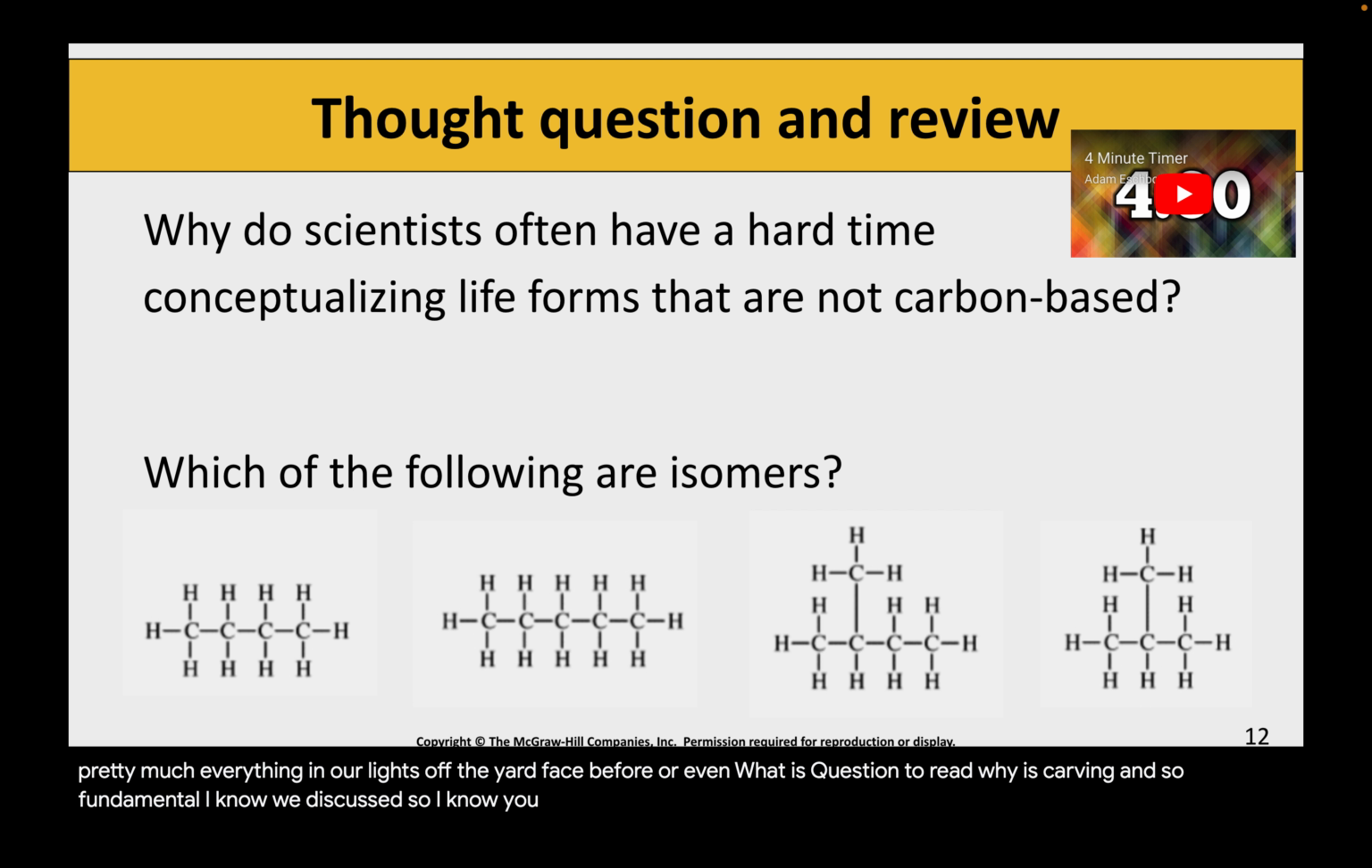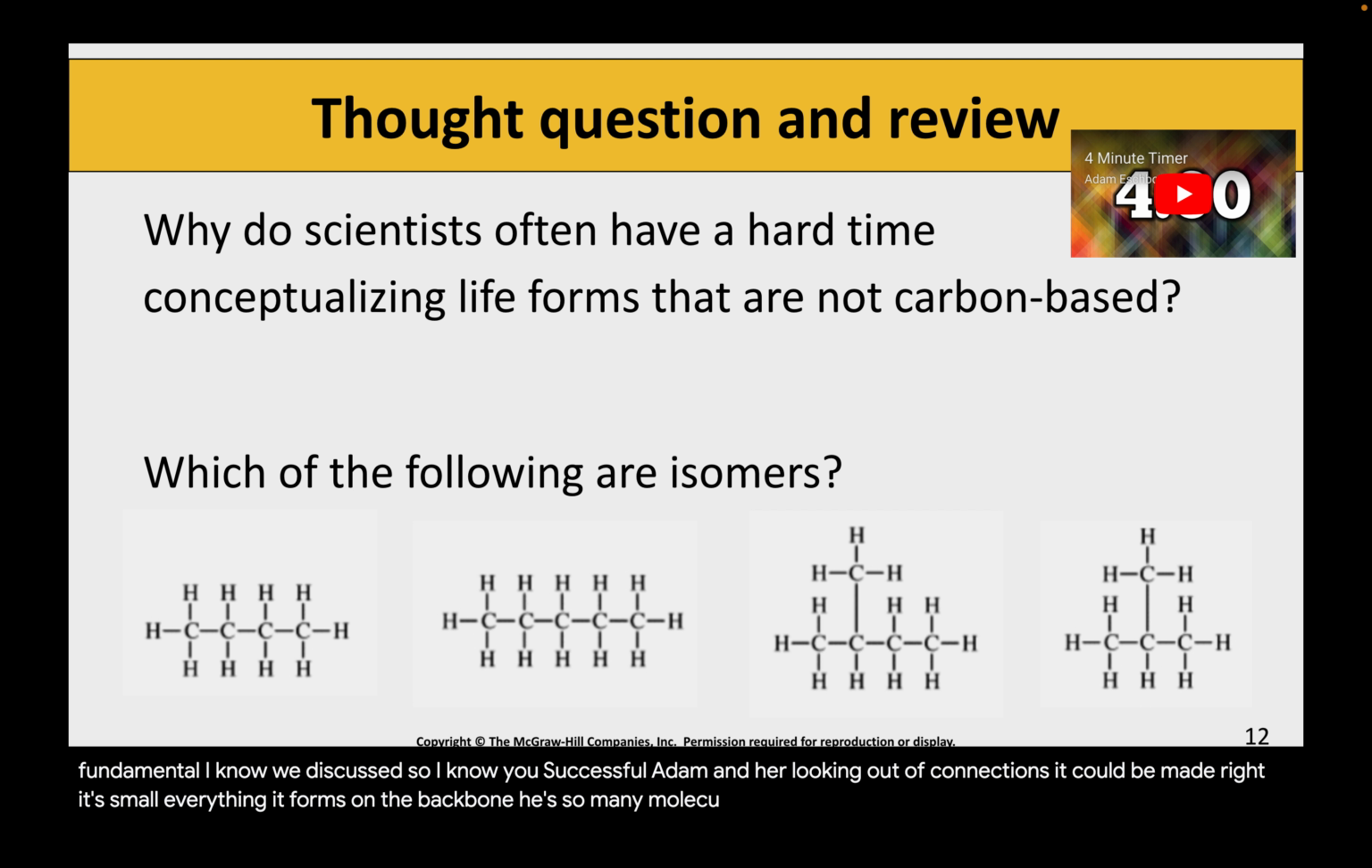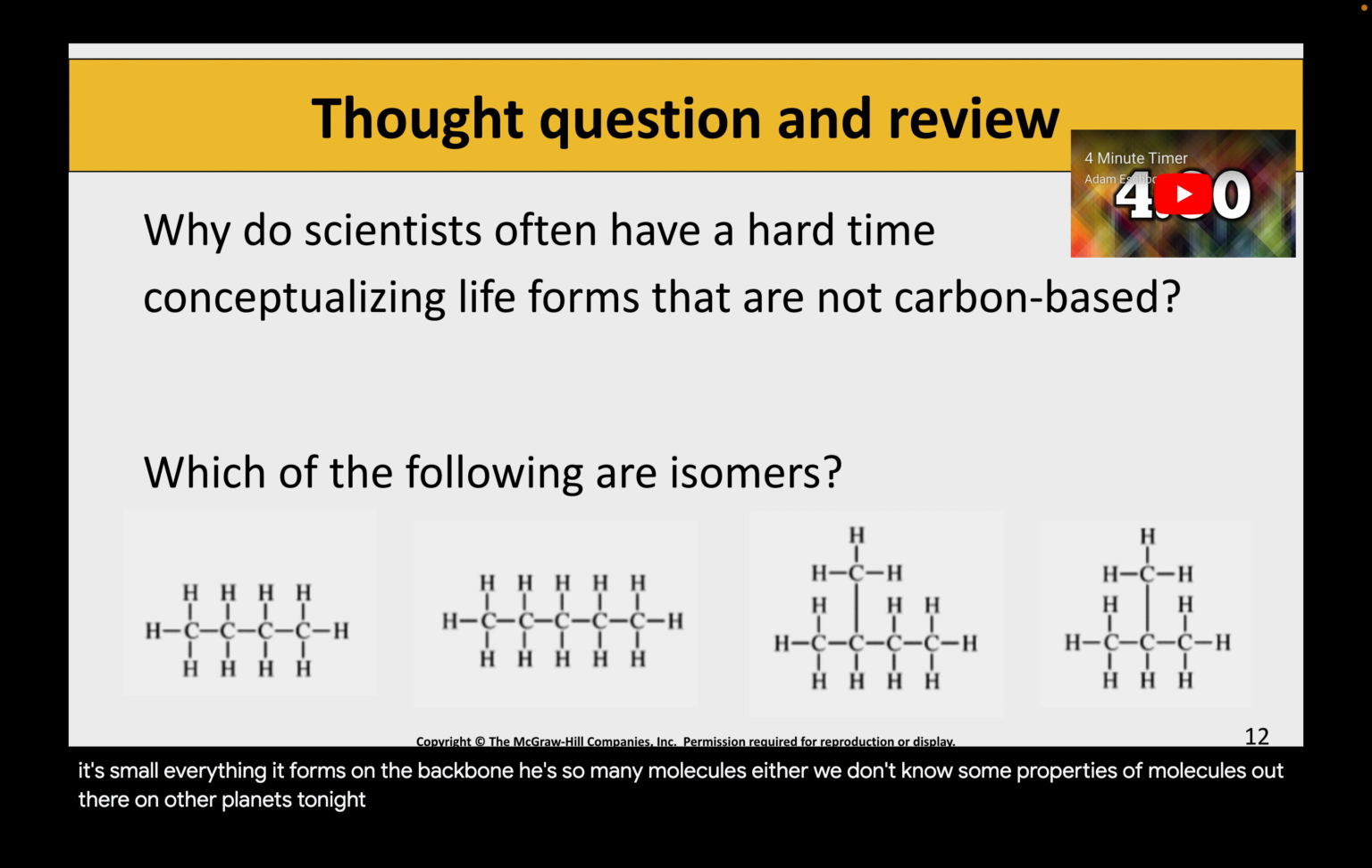Yeah, carbon is a super successful atom in terms of the amount of connections it can make, right? It's small, it can connect with everything. It forms a backbone to so many molecules. Either we don't know some properties of molecules out there on other planets, or there might be something that exists that we haven't discovered yet. Who knows? But we just have a hard time conceptualizing it because on Earth, carbon is just so predominant.